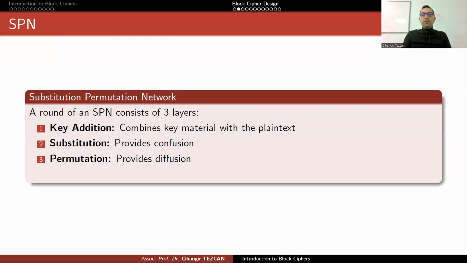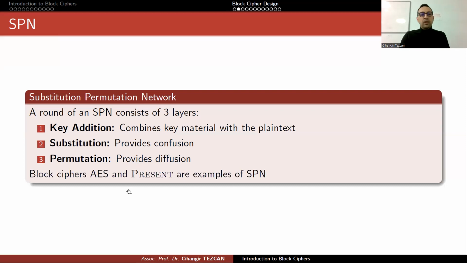But for this reason, people always think that you have to use S-boxes, but you don't have to. There are block ciphers which don't have any S-box. You can use modular addition and so on to provide nonlinearity. Permutation provides diffusion. You can change the places of bits, multiply with a matrix, and so on. Any operation that causes diffusion would be fine. So AES and PRESENT are examples of SPN. After these designs, I will briefly explain how PRESENT works, because in the future, we will try to break some rounds of PRESENT using differential cryptanalysis. So this is why we are focusing on PRESENT.